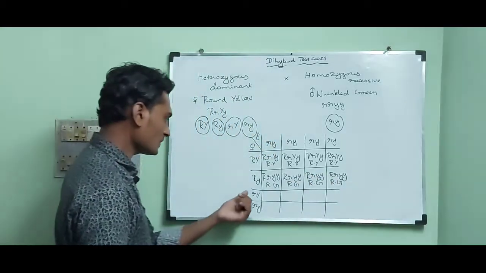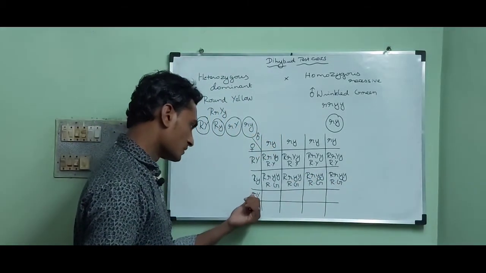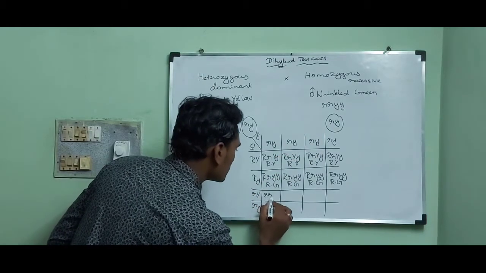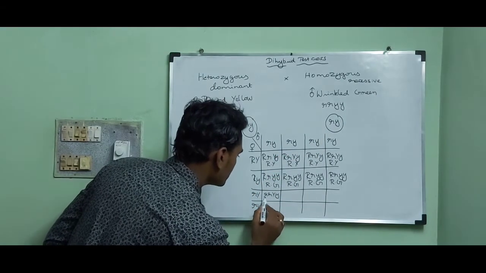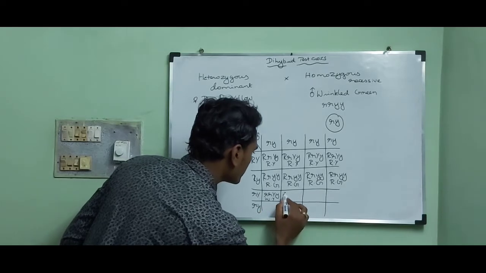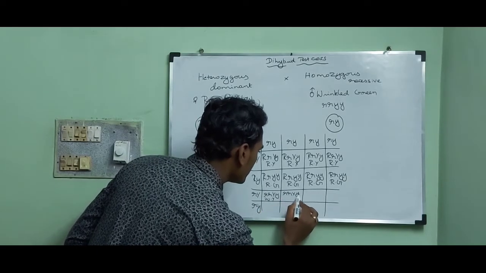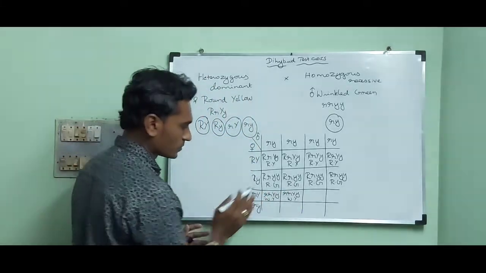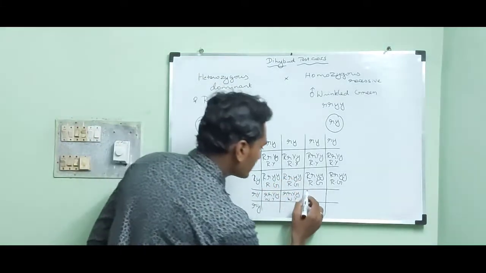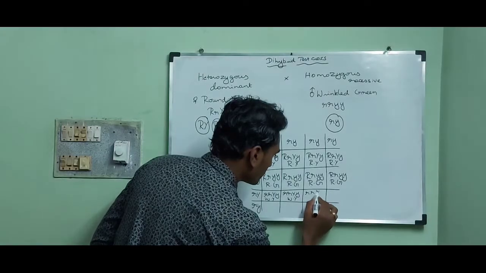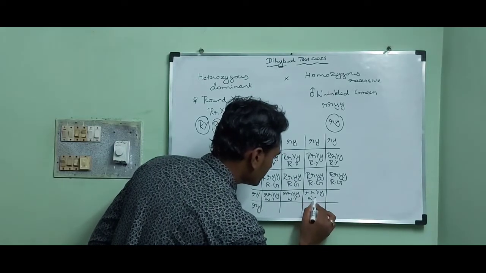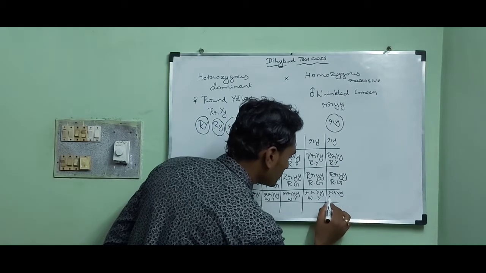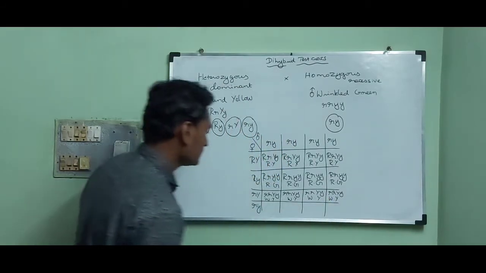Then I am going to fuse this gamete with this gamete. Small r, capital Y, small y. That means wrinkled yellow. In this row, all the young ones possess the wrinkled yellow character. Small r, capital Y, small y shows wrinkled yellow.